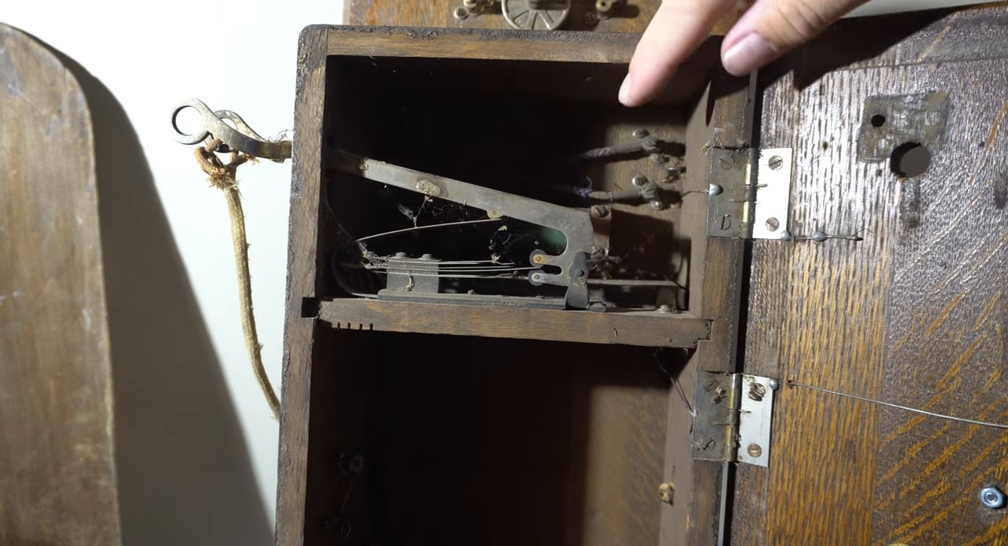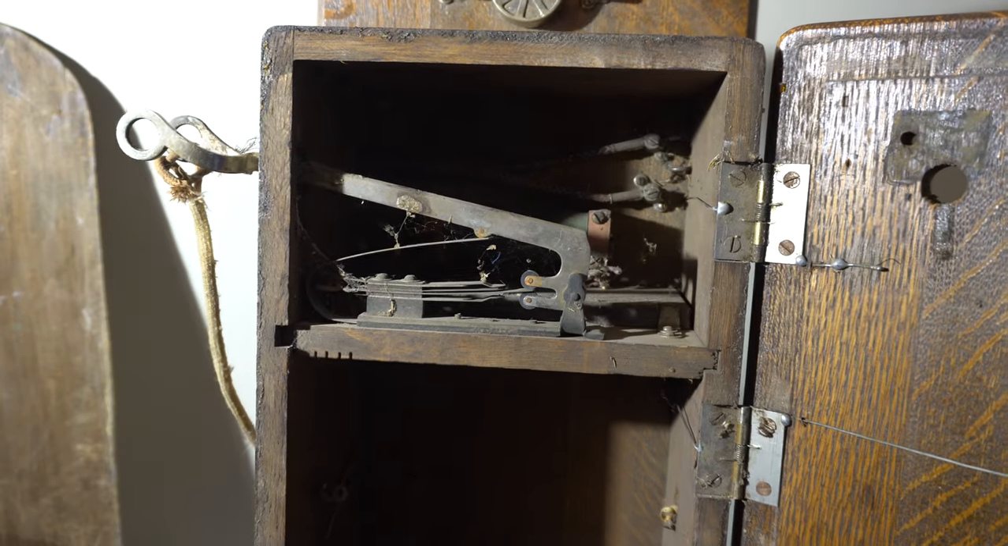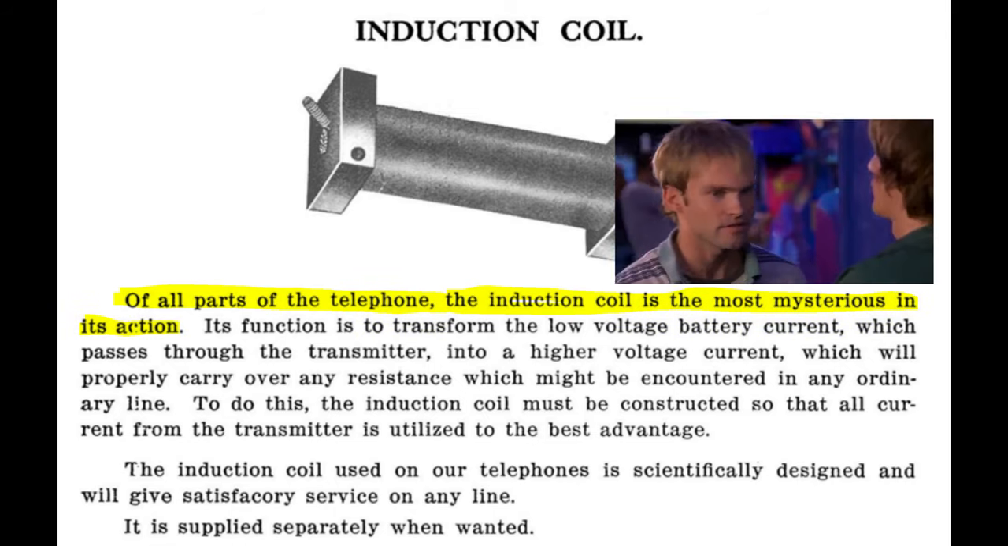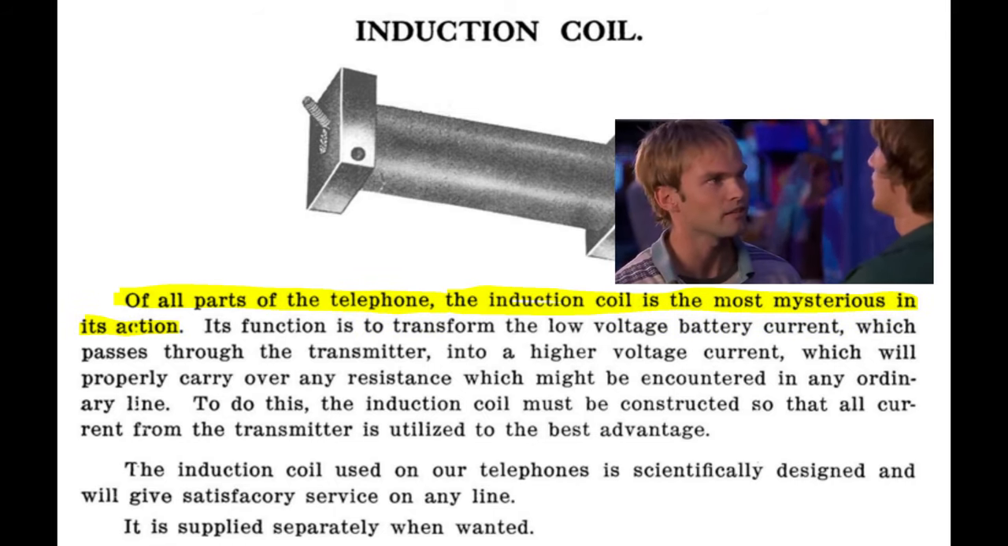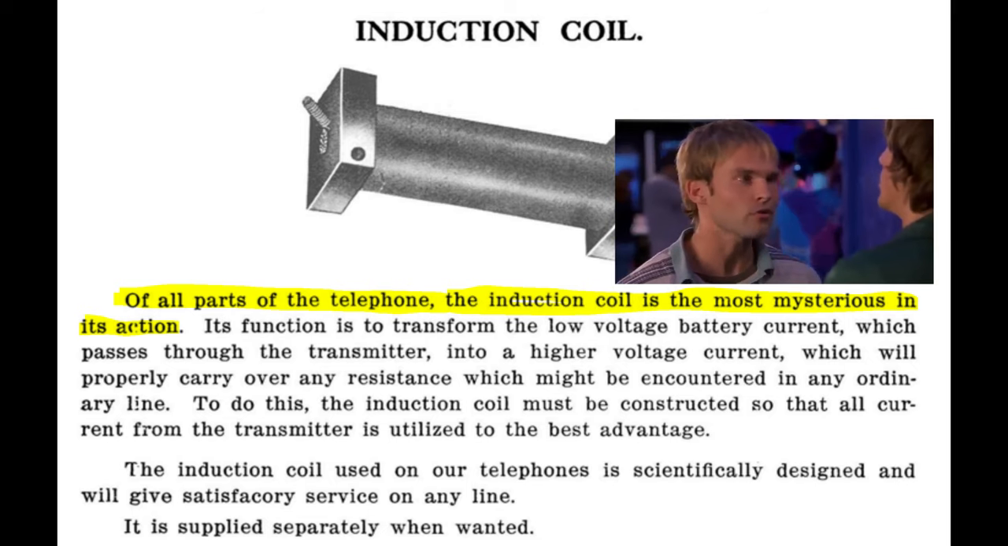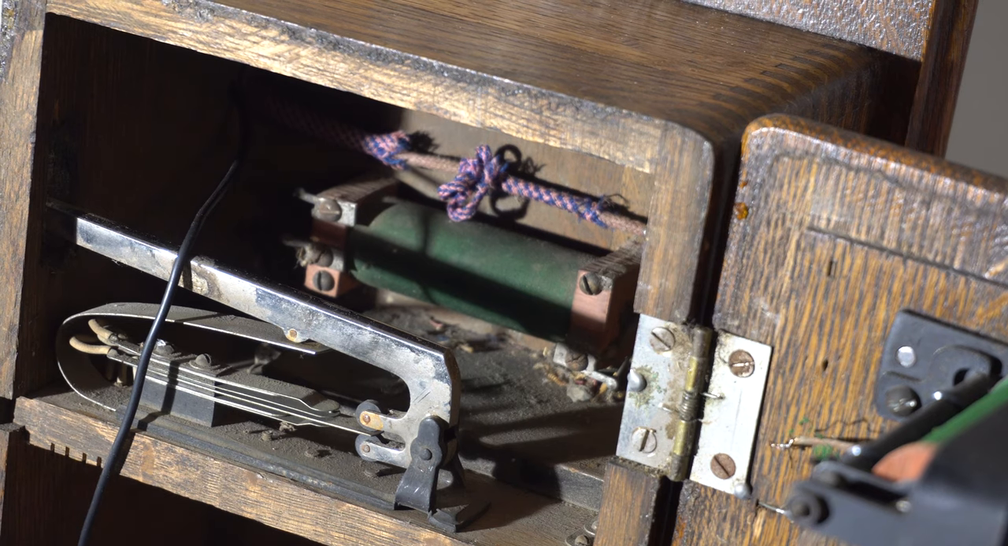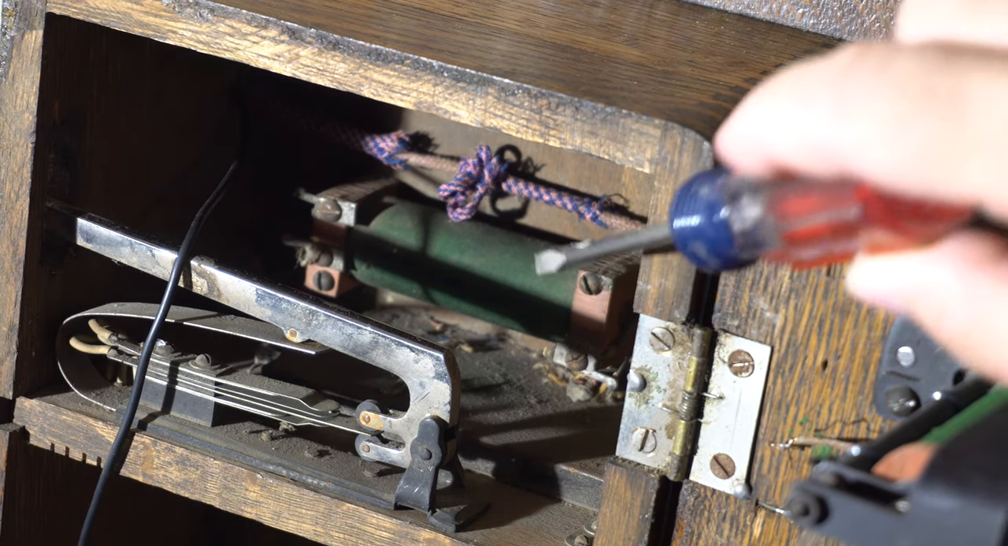Behind the switch, you can see that green thing, which is the induction coil, which even the writers of this catalog had trouble describing, and they called it a very mysterious part of the telephone. It's a very mysterious and powerful device. And its mystery is only exceeded by its power. Right. But the induction coil, I think, was basically a transformer that took the cranking voltage and stepped it up for sending it out on the line.